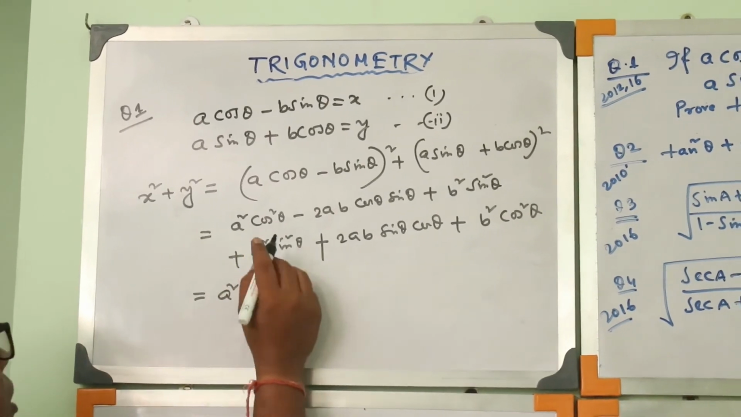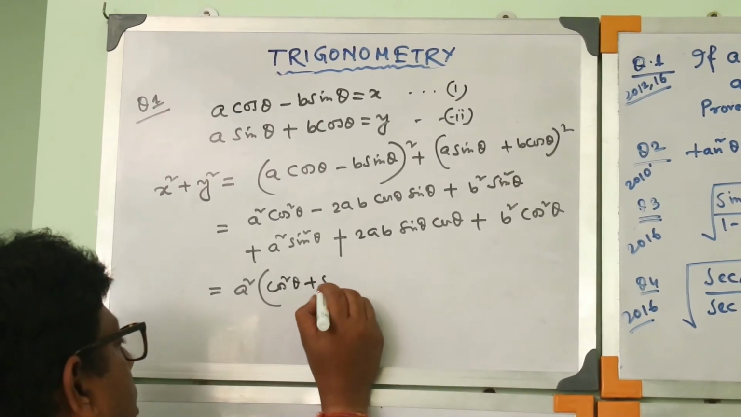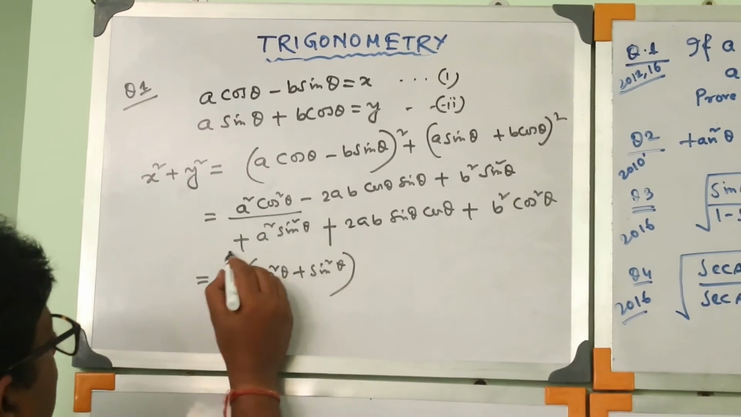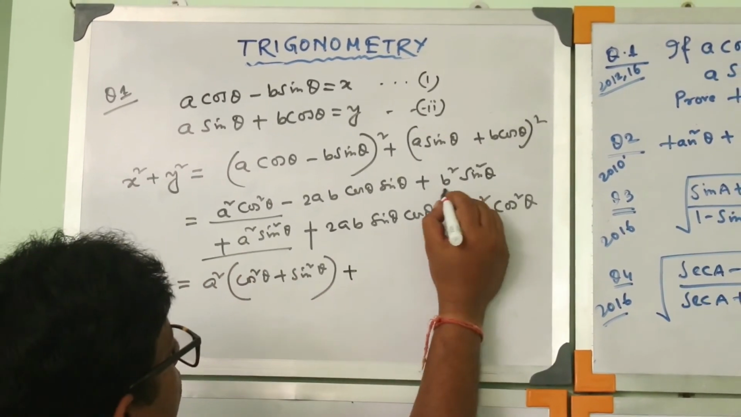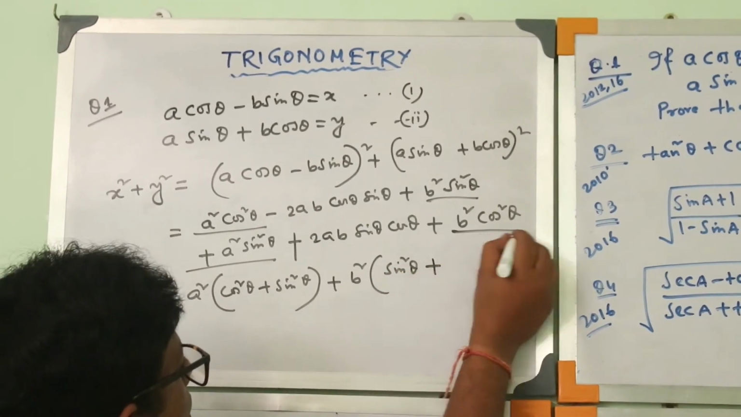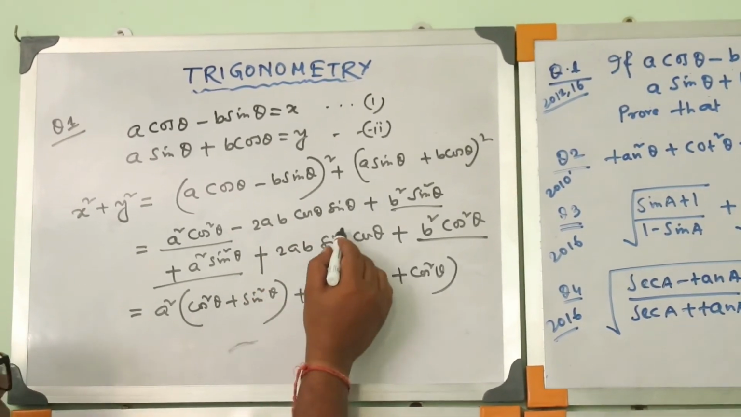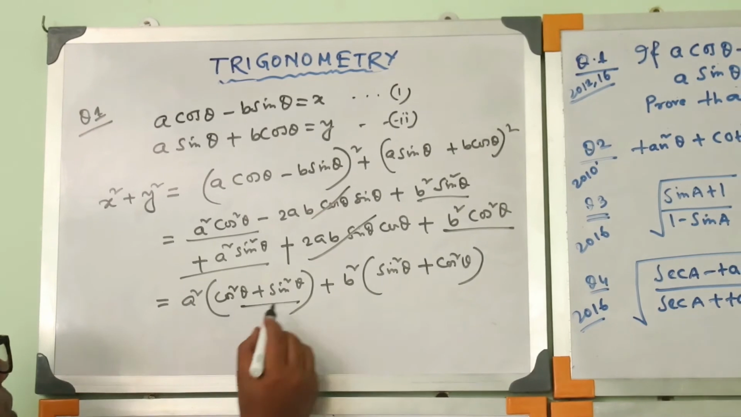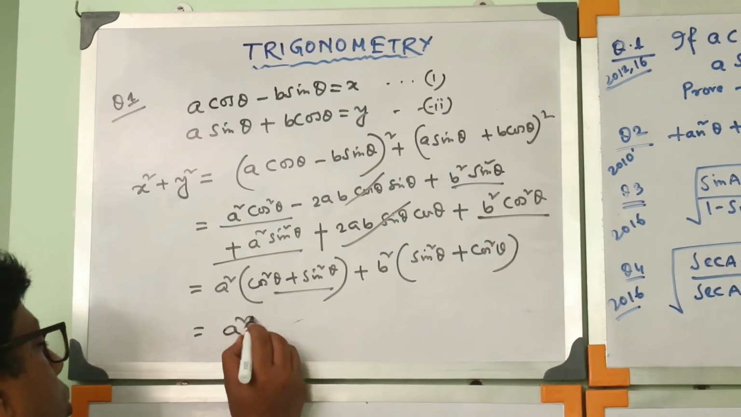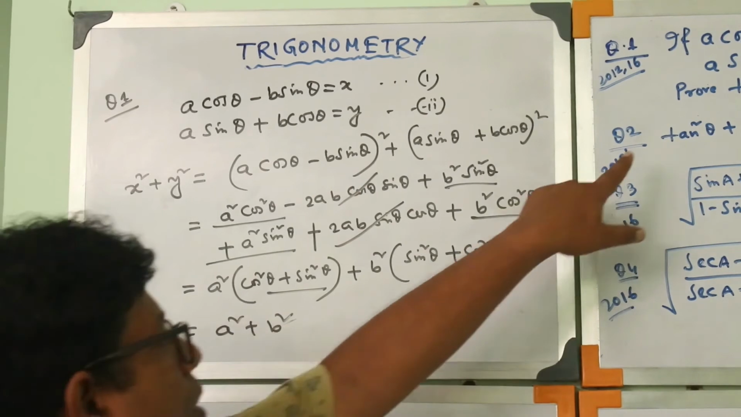Taking a square and b square common, we get a square times cos square theta plus sin square theta, and b square times sin square theta plus cos square theta. The 2ab sin theta cos theta terms cancel. We know sin square theta plus cos square theta is equal to 1, so we can write a square plus b square. So x square plus y square is equal to a square plus b square, which is proved.